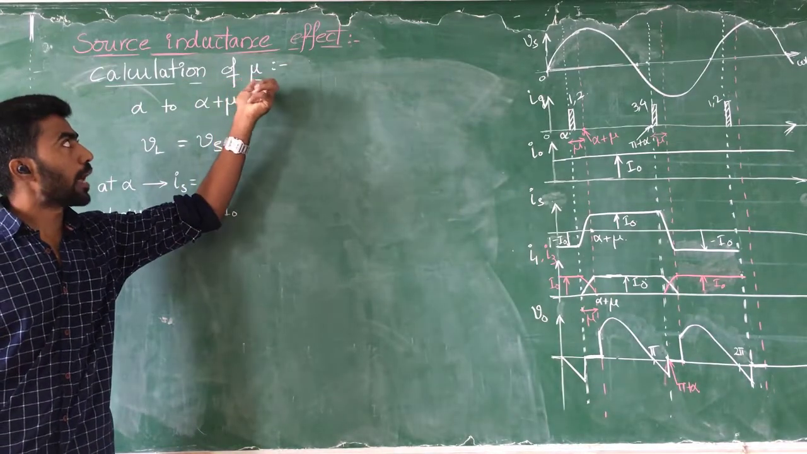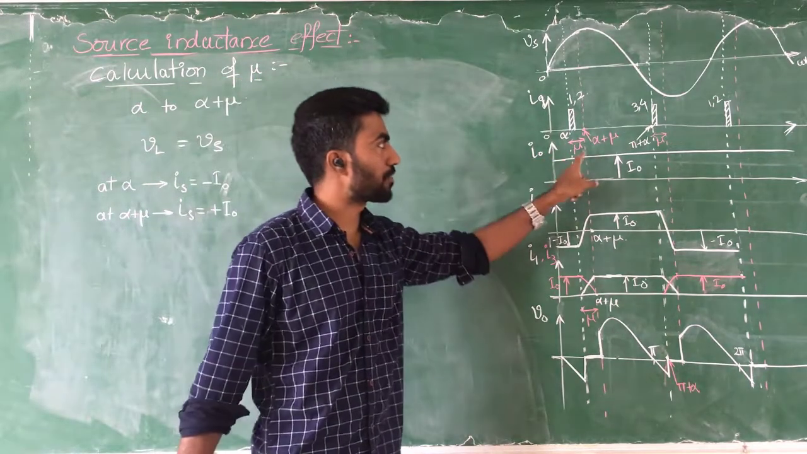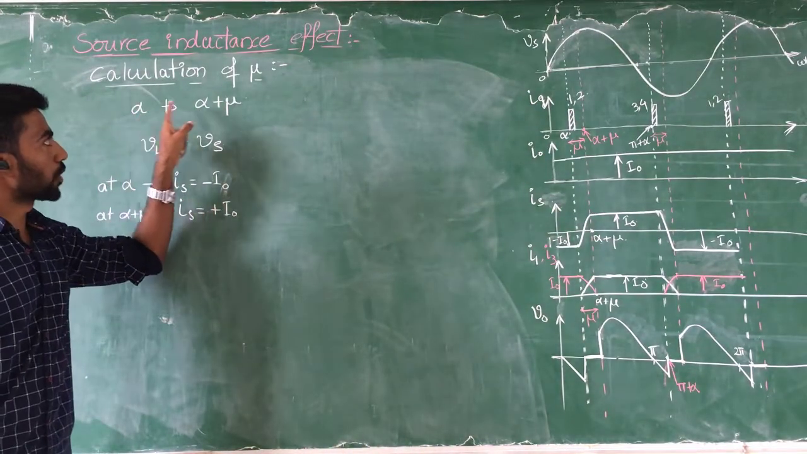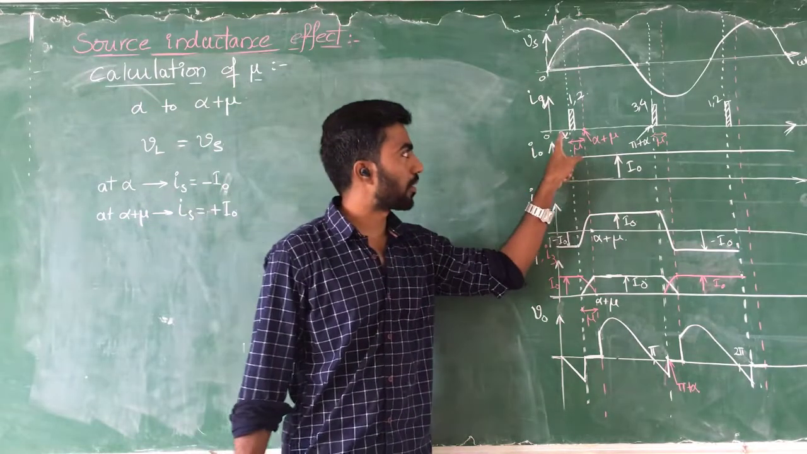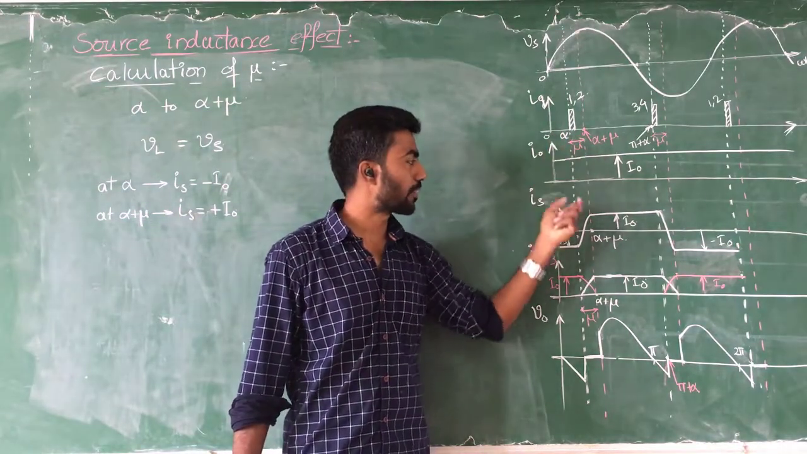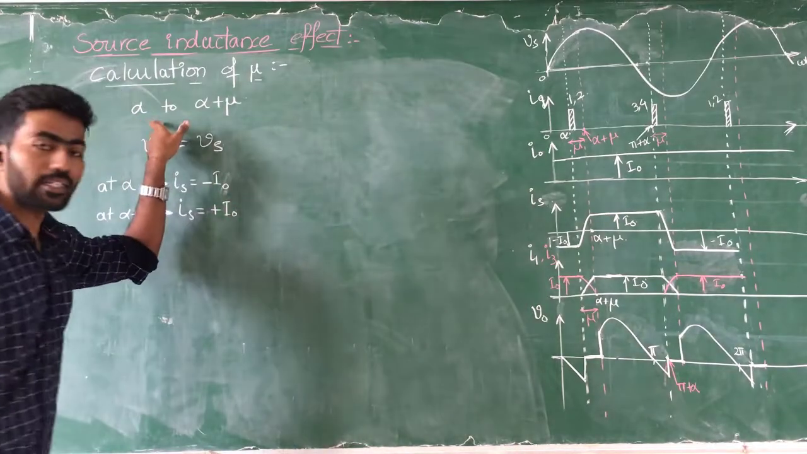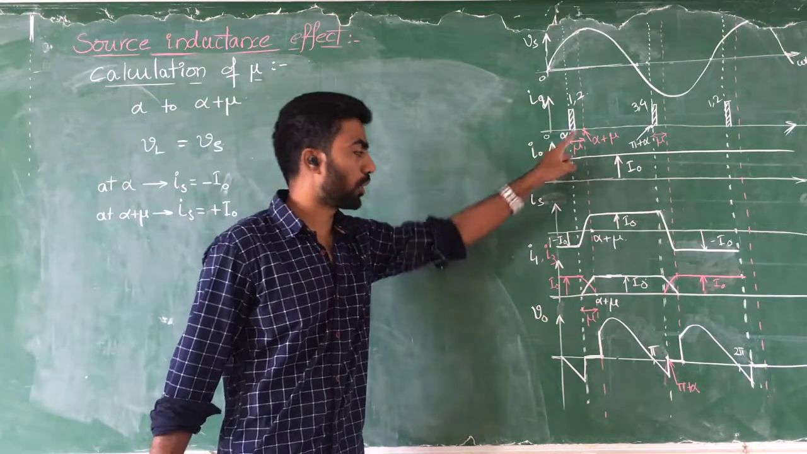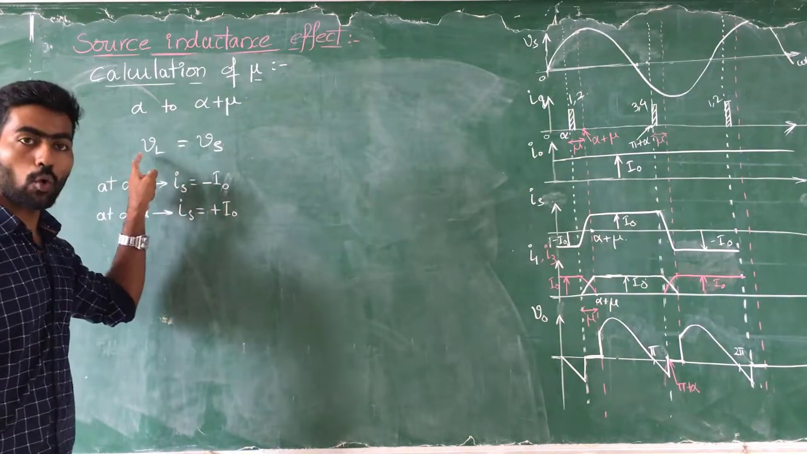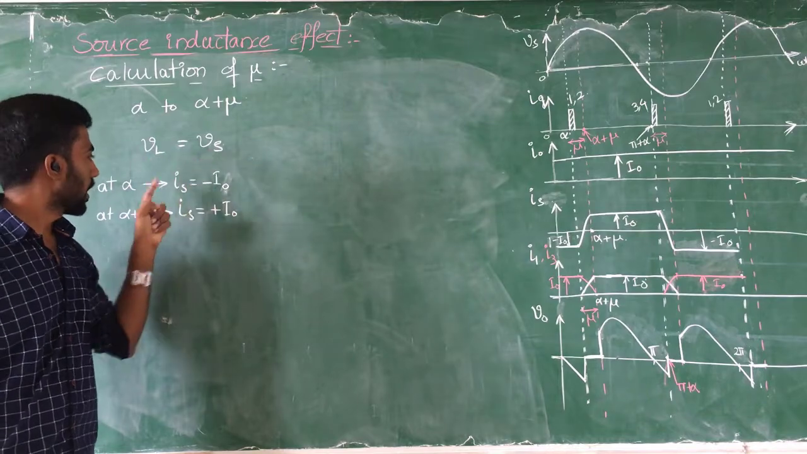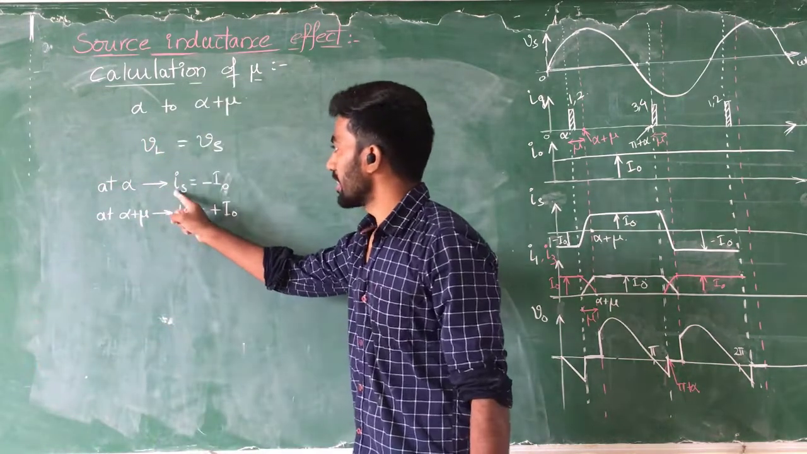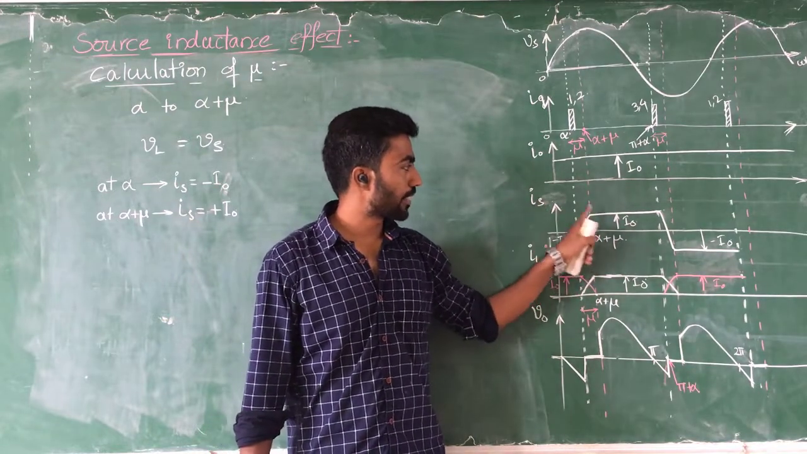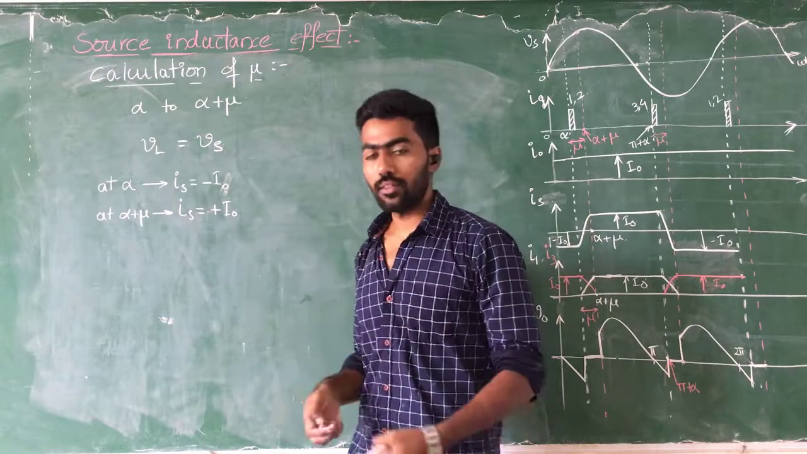Now, calculation of the overlap angle mu: how will we calculate it? I'm taking only the interval from alpha to alpha plus mu. In this interval, what is the situation happening in the converter? The complete transition is happening in this overlapping period only. So VL, the voltage across the inductor, is equal to the supply voltage. Here the Is current is equal to minus I0 at alpha, and at alpha plus mu, Is current is equal to I0.